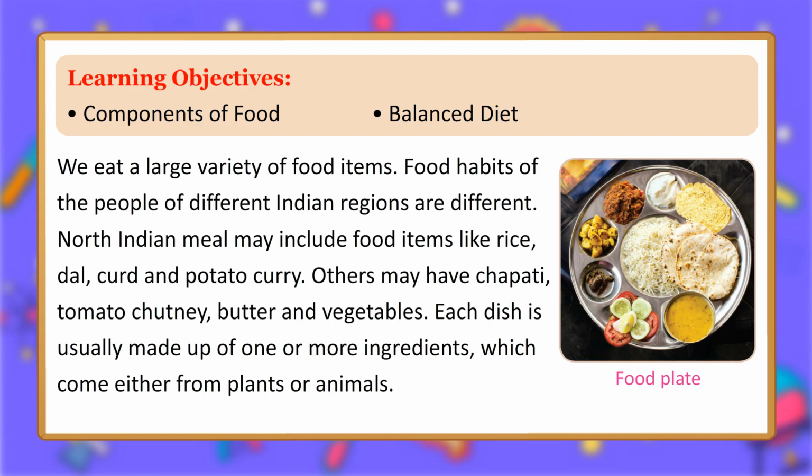A North Indian meal may include food items like rice, dal, curd and potato curry. Others may have chapati, tomato chutney, butter and vegetables. Each dish is usually made up of one or more ingredients, which come either from plants or animals.